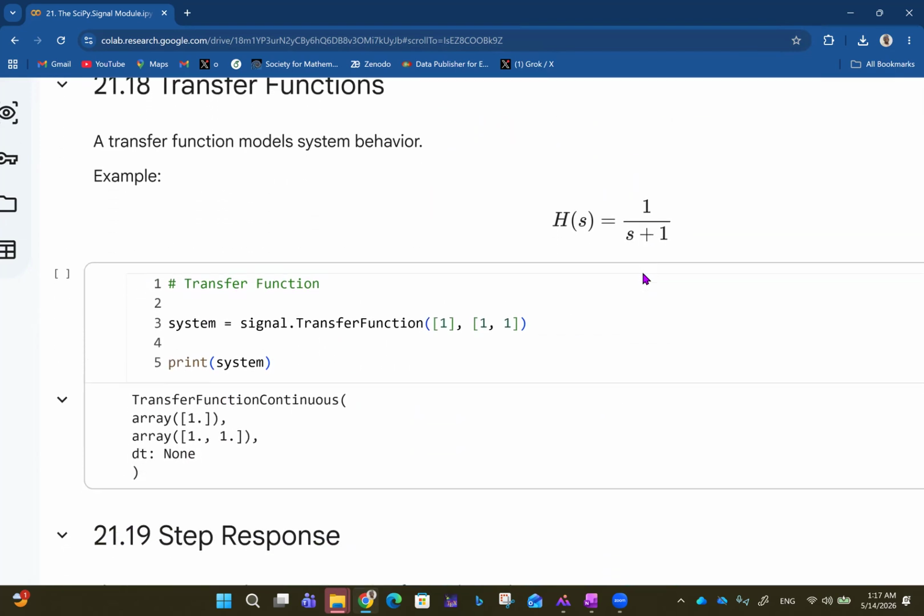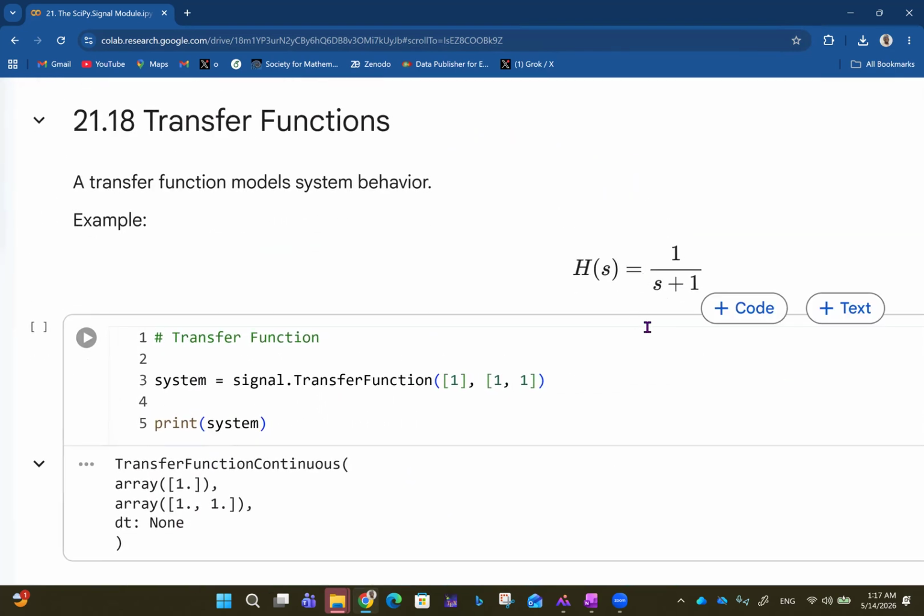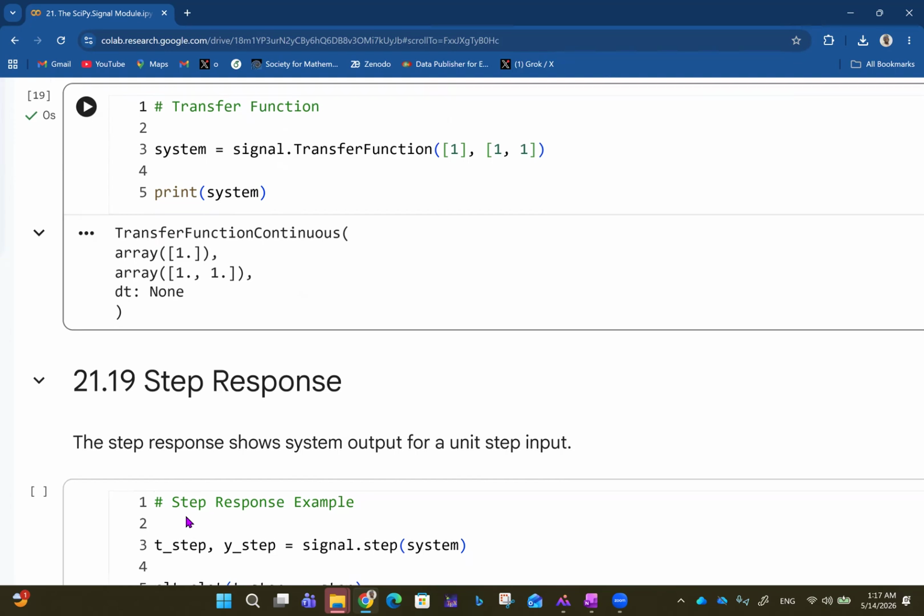Then we have transfer functions. A transfer function models system behavior, like you have H(s) equals 1 over s plus 1. So the transfer function is signal.TransferFunction(1, 1, 1). If you print the system, you then have something like this: transfer function continuous, array 1, 1. So you have all that.